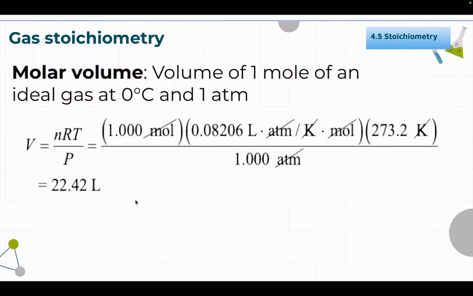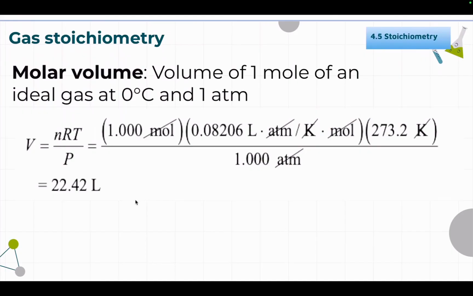Hi, this is part 2 to the notes 4.5, topic 4.5 AP chemistry. We have been talking about limiting reactants and solution stoichiometry, precipitations. So let's switch now over to gases.